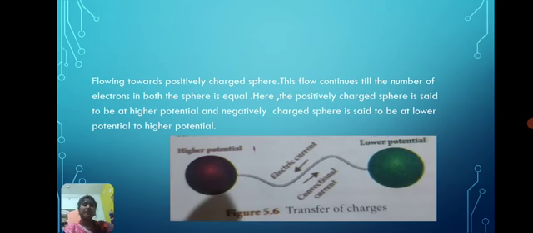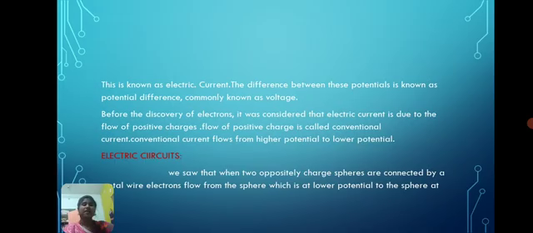Here the positively charged sphere is said to be at a higher potential and the negatively charged sphere is said to be at a lower potential. The flow of charge from lower to higher potential is known as the electric current. The difference between these potentials is known as potential difference, commonly known as voltage.